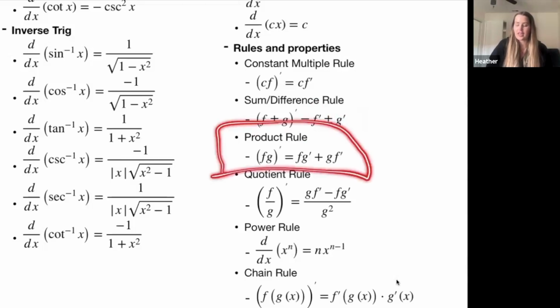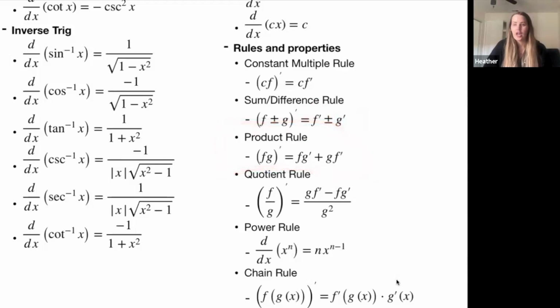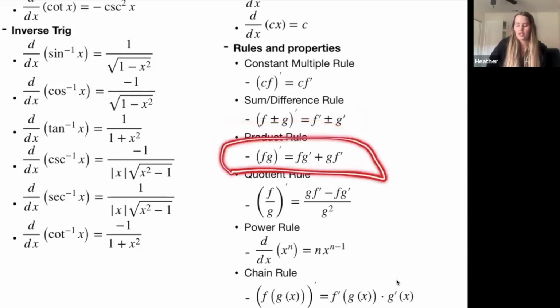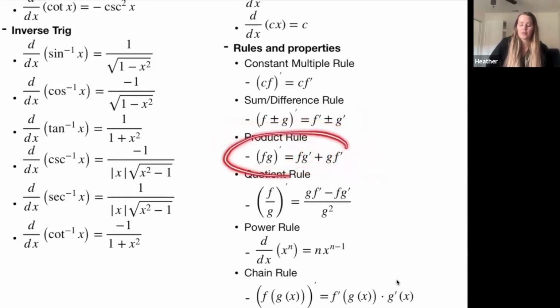So product rule, I can't just break them apart and then multiply the answers together. I actually have this really interesting formula for product rule. The way I like to memorize product rule is the first one times the derivative of the second plus the second times the derivative of the first. So that's product rule right there.